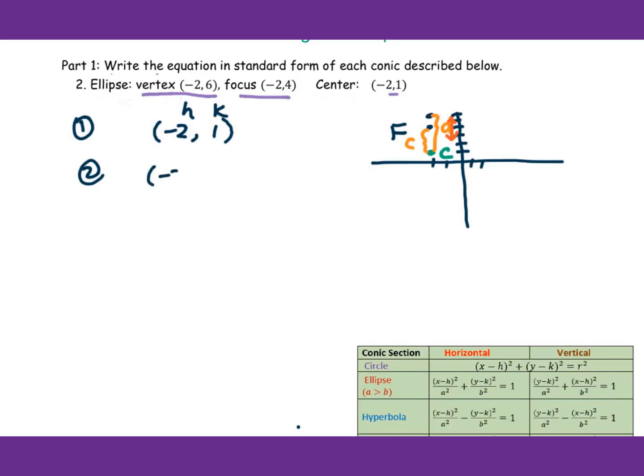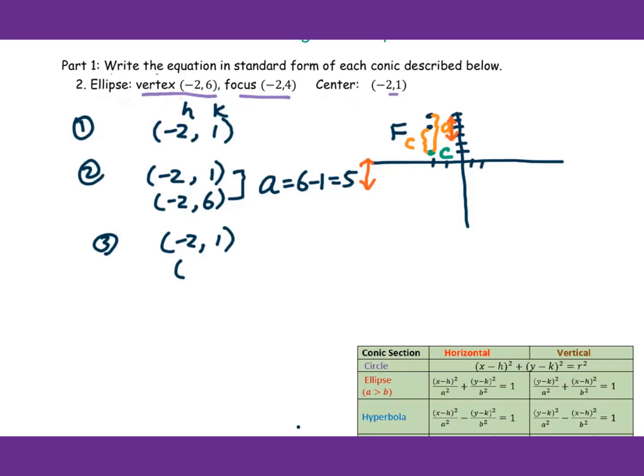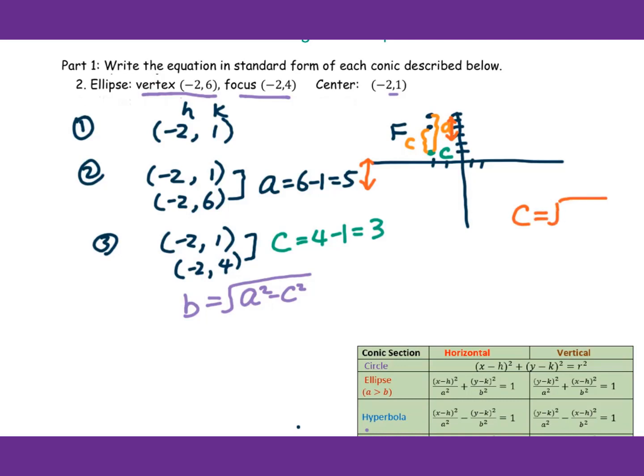From center, -2, 1, go to vertex, -2, 6. You can get the A equals 6 minus 1 equal to 5. Vertical arrow. From center, you go to focus, that's -2, 4. You will get the C equals 4 minus 1 equals to 3. Therefore, you can get the B equals square root A squared minus C squared. Because for ellipse, we know C equals square root of A squared minus B squared. Therefore, B equals square root of A squared minus C squared. You will get 5 squared minus 3 squared equals to 4.